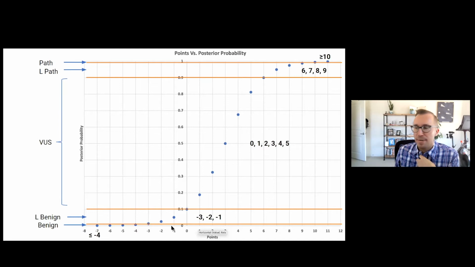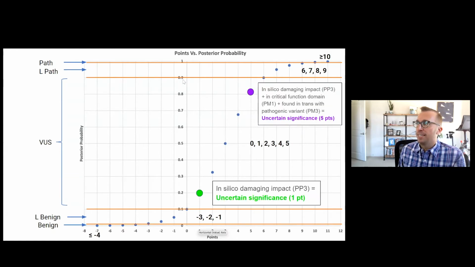And then similarly on the likely benign and benign side, between 0.1 and 0.01 for likely benign, and 0.01 and lower for benign. So here I'm just putting the points and the probability of pathogenicity all in the same graph to be able to look at the different scenarios. As I mentioned, VUS is a very wide category, going from 0.1 up to a 0.9 probability of pathogenicity. And so you can get many different types of VUSs that fall in this category.